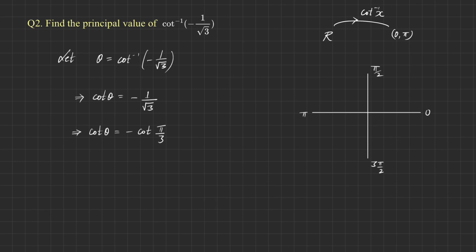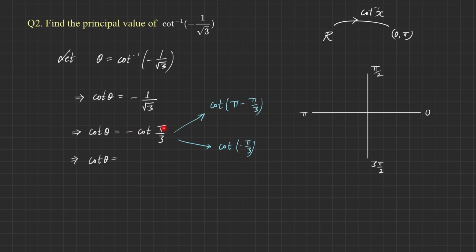Now here, as you can see, there is a minus sign, so first we need to remove this. So here we can write cot theta equals, now from here I want you to note that minus cot pi by 3 can be written in two formats. Let me write it down. Minus cot pi by 3 can be written as cot of pi minus pi by 3, because cot of pi minus theta means minus cot theta, or you can also write minus cot pi by 3 as cot of minus pi by 3. So you have got two options, either cot of minus pi by 3 or cot of pi minus pi by 3.